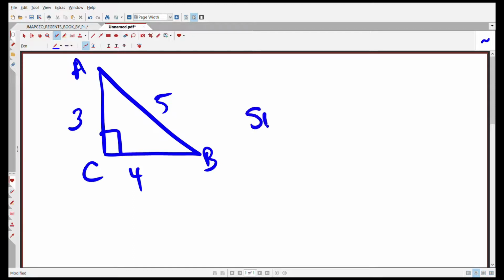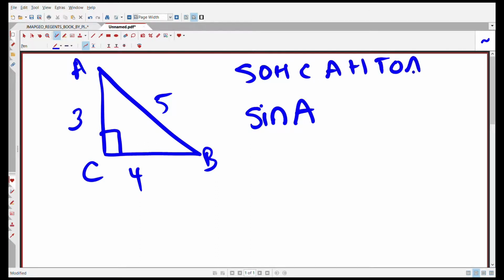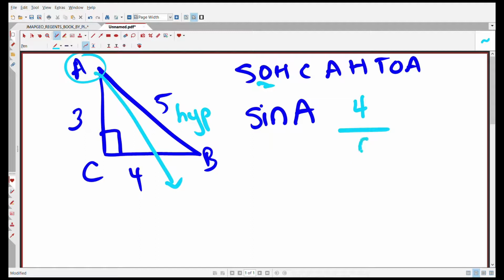If I did the sine of angle A, if we wrote SOHCAHTOA down, the sine of A means you go to angle A, and you go opposite A over the hypotenuse. The hypotenuse never changes. It's always opposite the box. It's always opposite the right angle. So I would get 4 over 5.